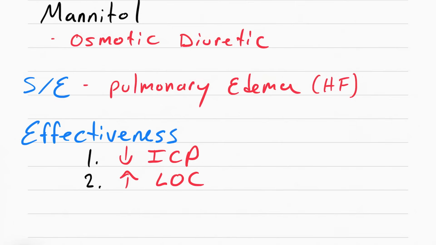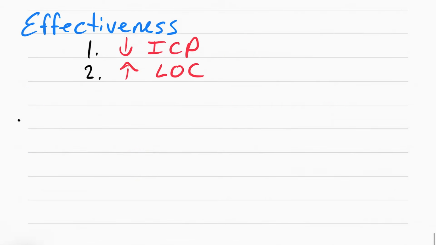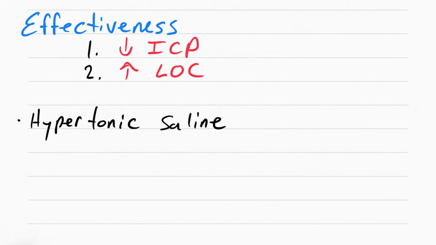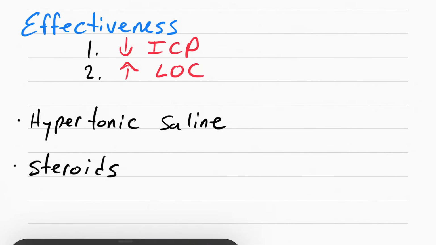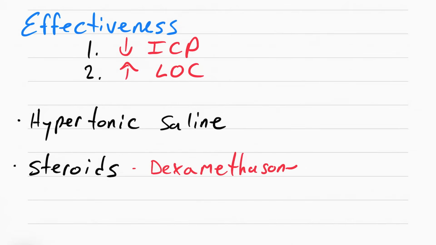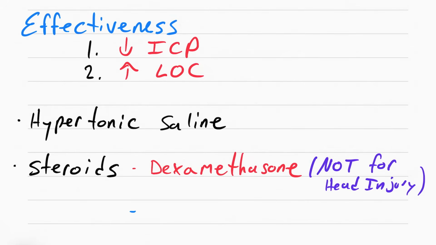Other medications that can be used for increased intracranial pressure include hypertonic saline. This works in the same way as the mannitol. It pulls fluid from the tissue. Steroids can be used to decrease the inflammation and decrease the pressure. The steroid that's most often used is called dexamethasone. Make sure you do not give this for patients with head injury. Patients with head injuries do not receive steroids. Also, make sure you add an H2 antagonist or PPI, which are antacids, to prevent ulcers and GI bleed from the steroid.